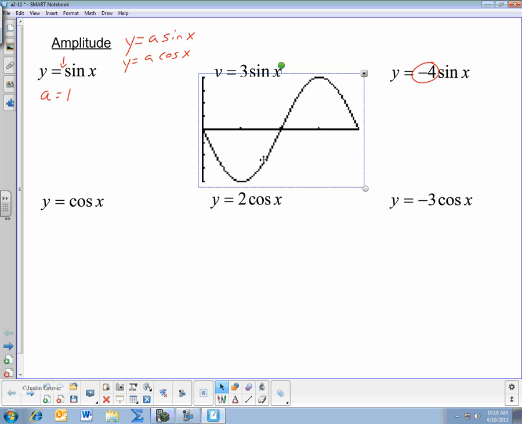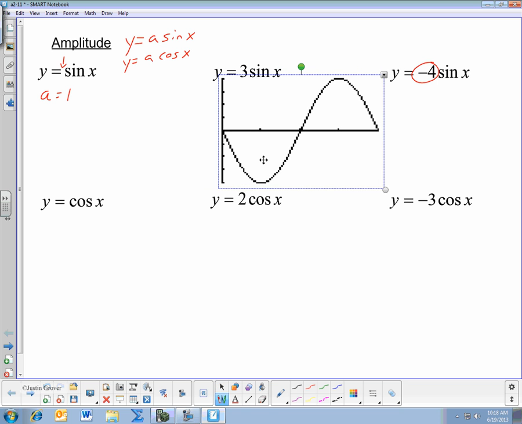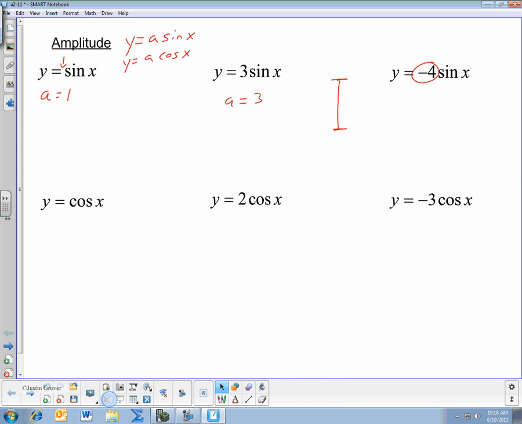But what you'll notice on this graph is, yes, it goes down first to -4, but when we talk about amplitude, it's how high does it go. It still has a positive height, even though it starts down first. So although the coefficient here is -4, your amplitude is still +4. Your amplitude is always going to be a positive number. How high does it go? And for cosine, it's no different. Here we see our amplitude is 1. Here our amplitude is 2. And here our amplitude is 3, even though it's a negative coefficient.